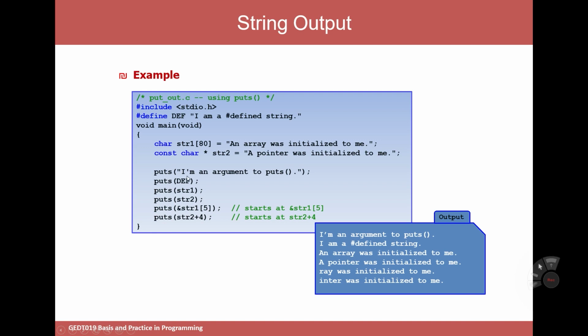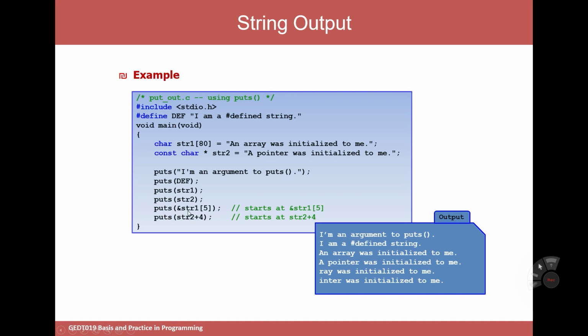With puts, you can put the string directly in puts. You can put a constant string. You can put a string defined with array notation. You can use a pointer notation string, and you can even give the address of the pointer from where you want to start printing the string on the screen.